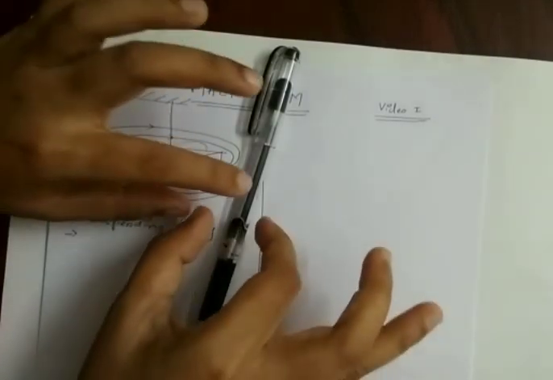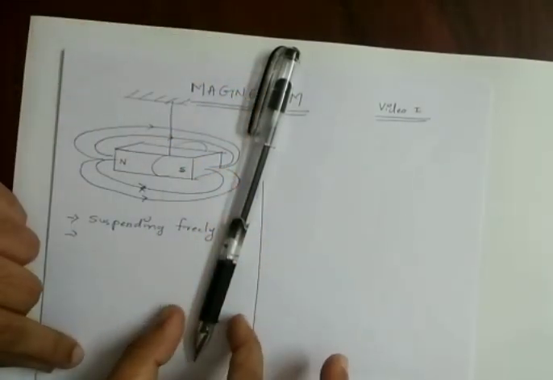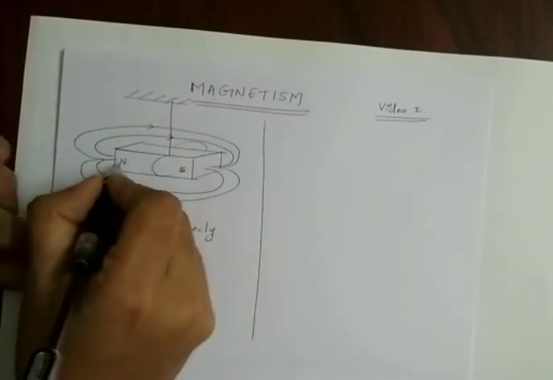The other direction points towards the south, and the direction of the bar magnet which points towards the north is known as the north pole.